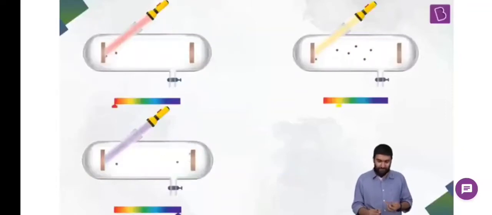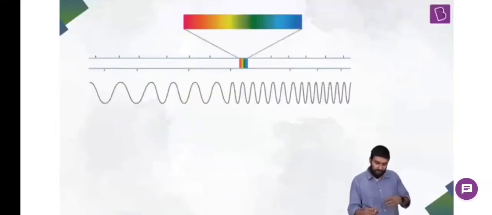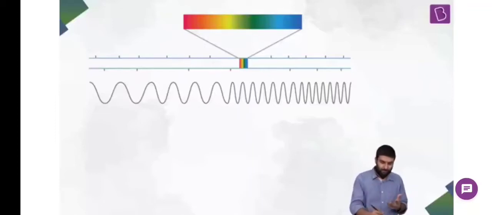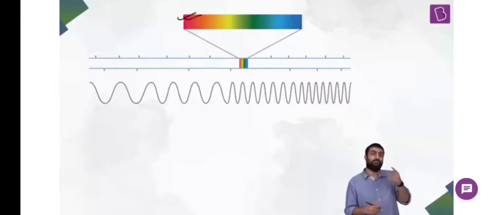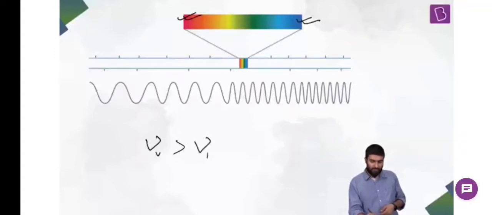So as you can see over here, let me do a quick recall. Which one of these, red or violet, has a larger wavelength? Obviously, red has a larger wavelength. Which one has a larger frequency? Violet has a larger frequency, right? So the frequency of violet is more than the frequency of red, correct? So the energy of violet is more than the energy of red.